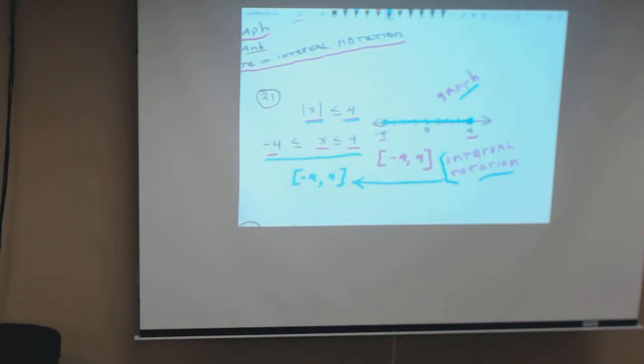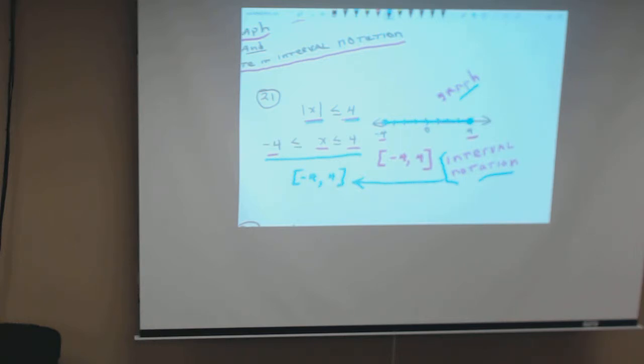Where do they explain that to you? On page 353? Yeah. And if they don't do a very good job of it, then just Google interval notation and read to your heart's content.